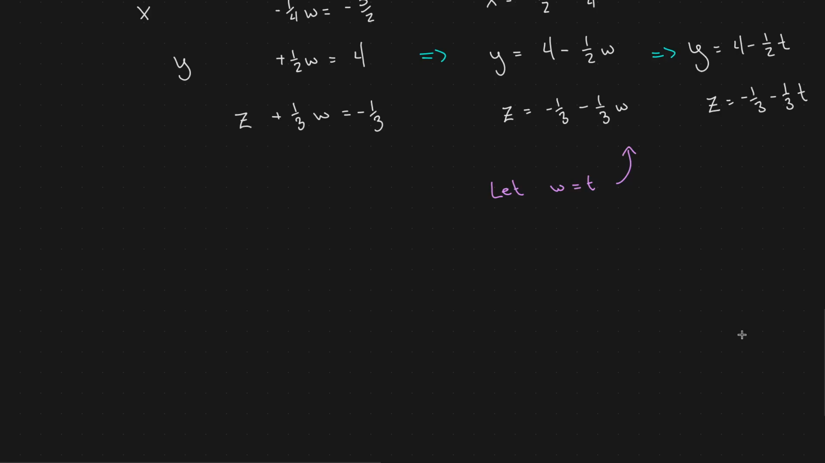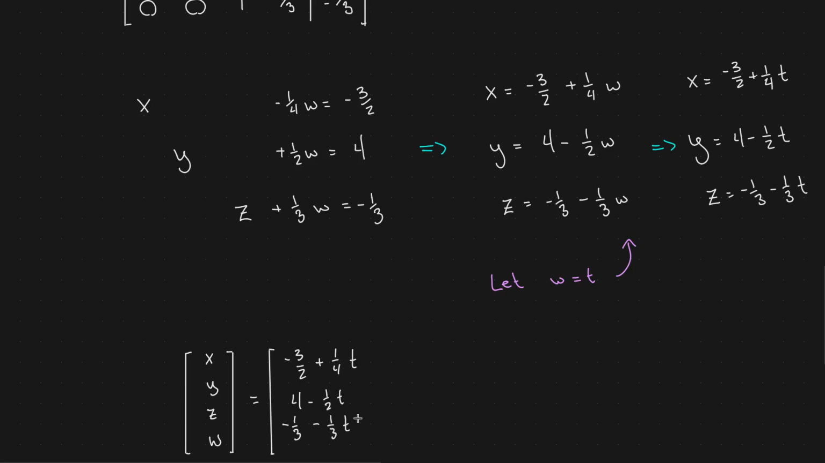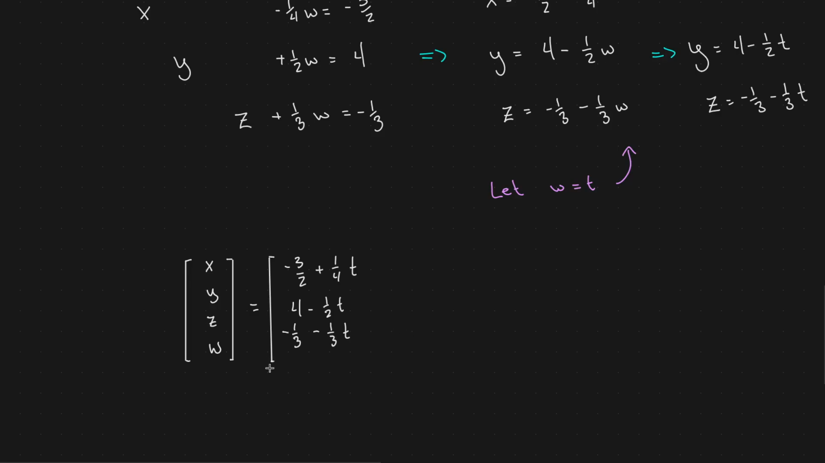Okay, so let's put that all together for our final answer. X, Y, Z, W. So X is -3/2 plus 1/4 T. Y is 4 minus 1/2 T. Z is -1/3 minus 1/3 T. And W is just T. Give myself a little more room here.